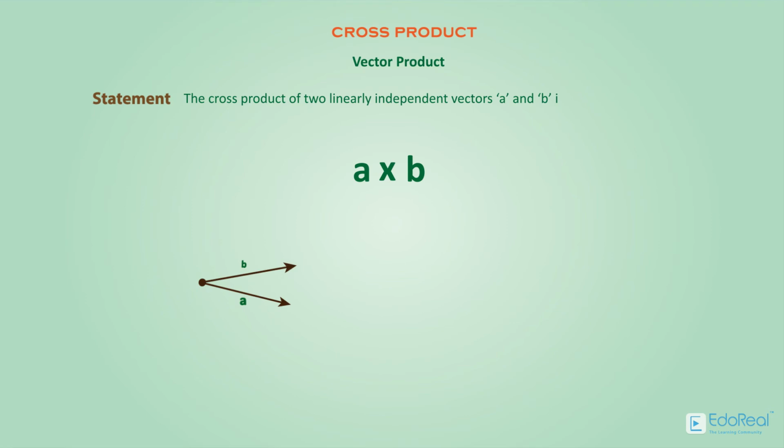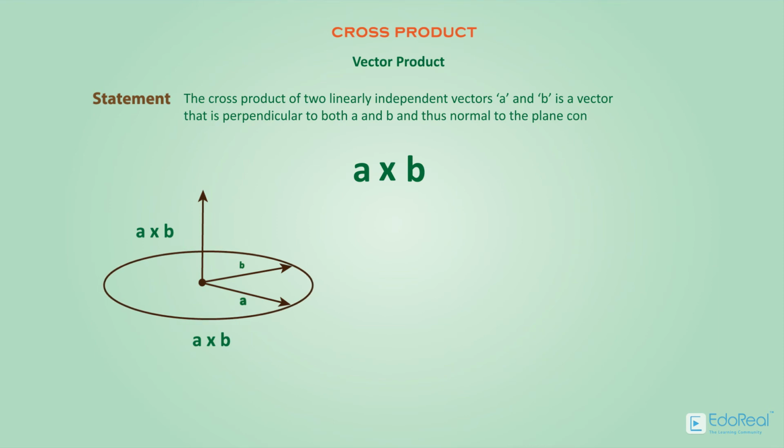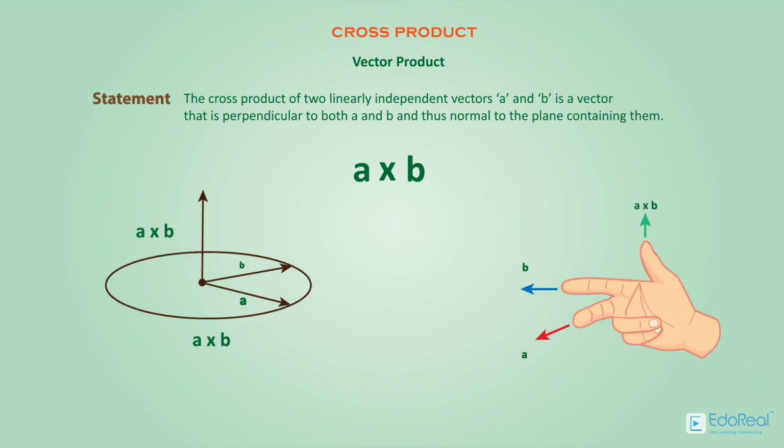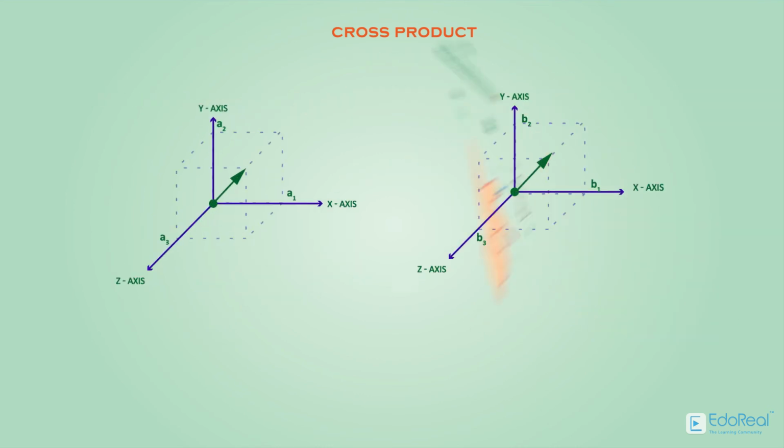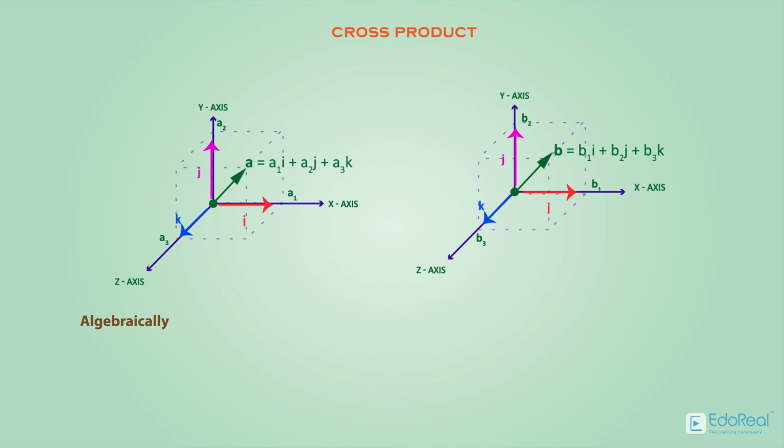Cross product. It is also called the vector product. The cross product of two vectors A and B is denoted with A cross B. The cross product of two linearly independent vectors A and B is a vector that is perpendicular to both A and B, and thus normal to the plane containing them. We can also denote this with Fleming's right-hand rule. Let us assume two vectors A and B, which are represented with standard basis vectors i, j, and k. Algebraically, the cross product A cross B can be written as.